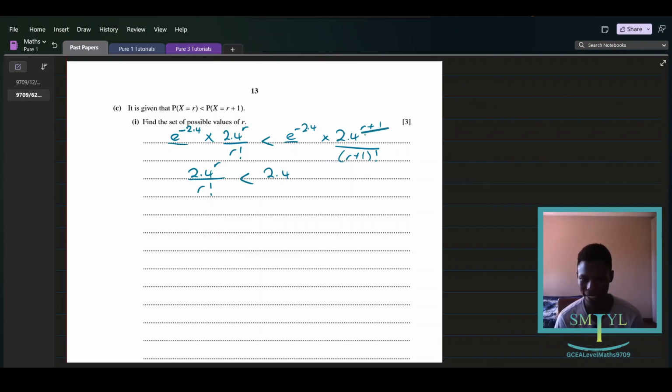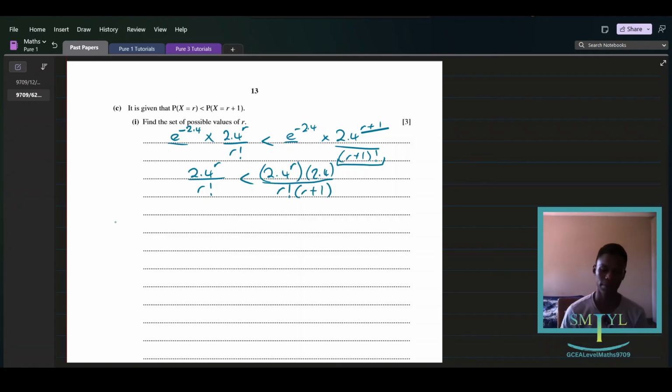Using laws of indices, we can split that to become 2.4 to the power r times 2.4. And then our denominator, r plus 1 factorial, can be written as r factorial times r plus 1.